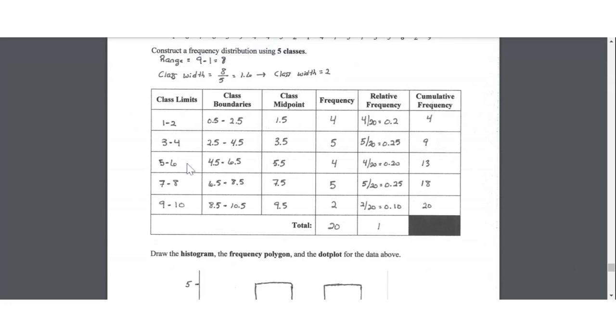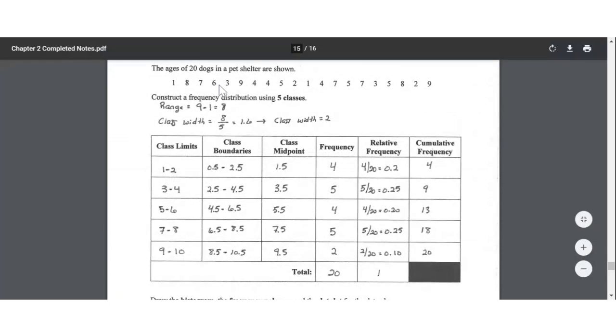So then the next one, 5 to 6. So we have 1, 2, 3, 4. So the frequency of that is 4. Then the relative frequency will be 4 over 20, which is equal to 0.2 again. And then the cumulative frequency would be this cumulative frequency, 9, plus the frequency of this class, 4, to give you 13. Okay. Then we go on to 7 and 8.